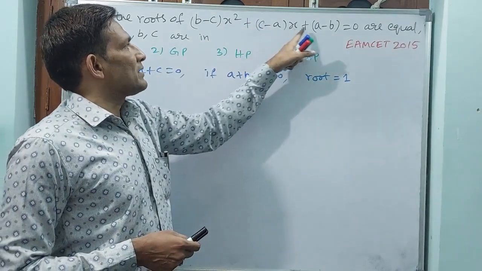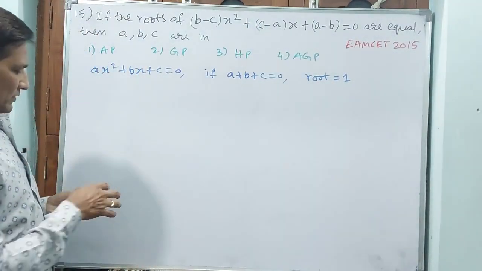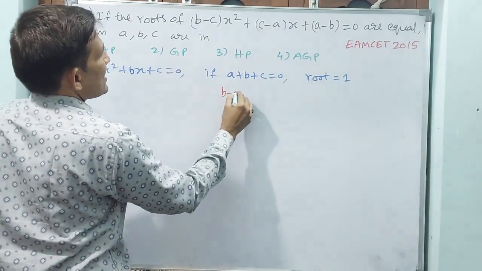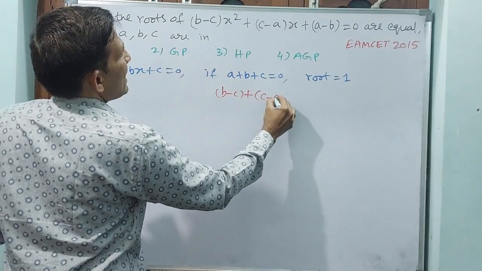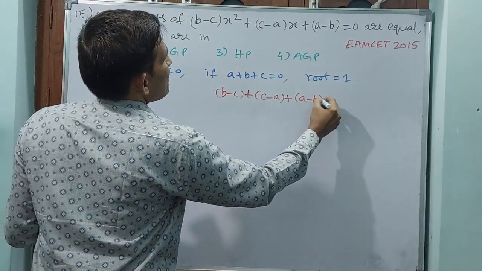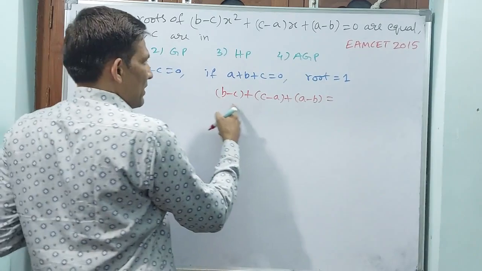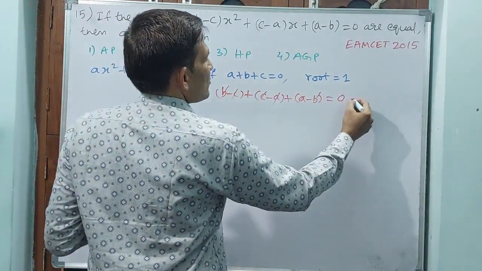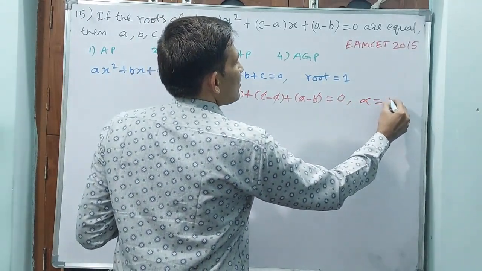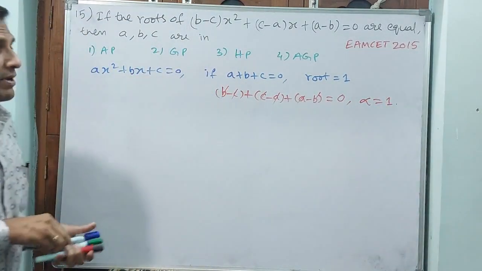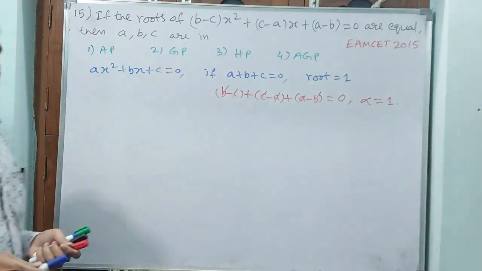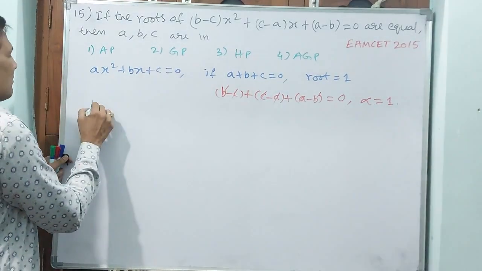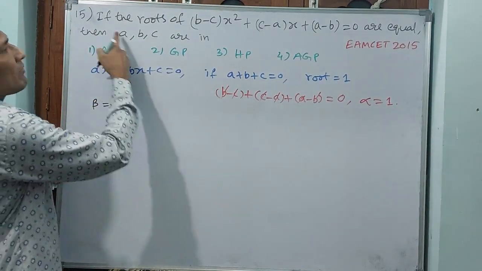Ax square plus bx plus c. I am adding all. See what I am doing. A plus b plus c means b minus c plus c minus a plus a minus b equal to, plus b minus b, minus c plus c, minus a plus a, that is equal to 0. That means alpha is equal to 1 as a root. Why? Because a plus b plus c equal to 0 has come. Alpha equal to 1 means beta is also equal to 1. Why? Because they are mentioning equal roots.